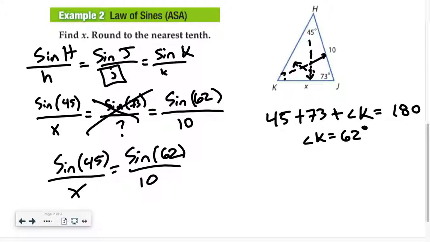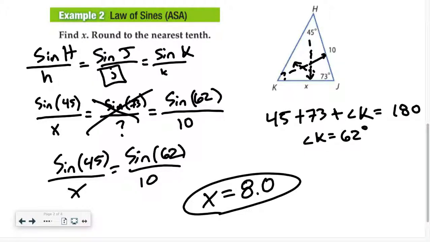And if you plug that in on your calculator, you're going to get 10 sine 45 divided by sine of 62. You should get that x is 8.0 to the nearest tenth, so one decimal place. Okay, so that should be your solution for example 2 there. So those were two examples of using the law of sines.